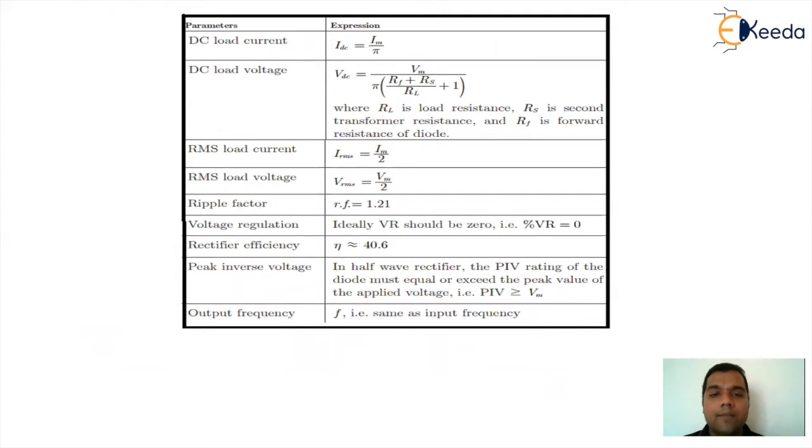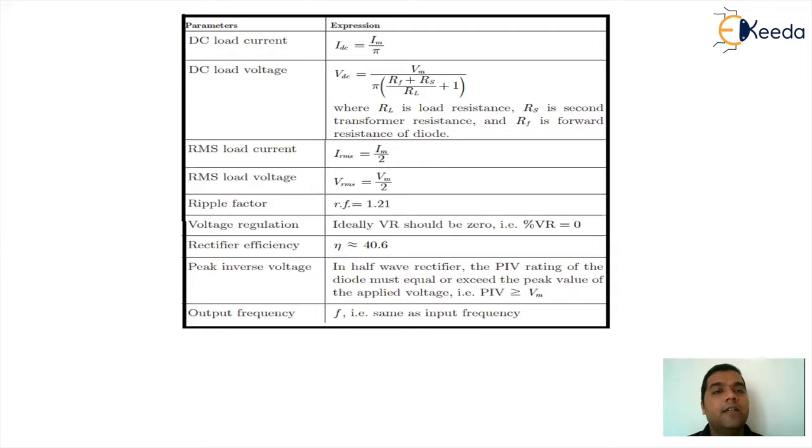When I look at the parameters of the half wave rectifier, the first parameter we can understand is the DC load current. The DC load current will be defined as IDC, which will have the value Im by pi, where Im is the peak value of the current flowing on the output side. We are having two parameters, Vm and Im. Vm corresponds to the value of voltage and Im corresponds to the value of current.